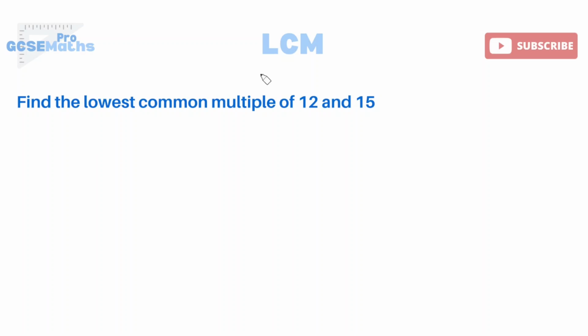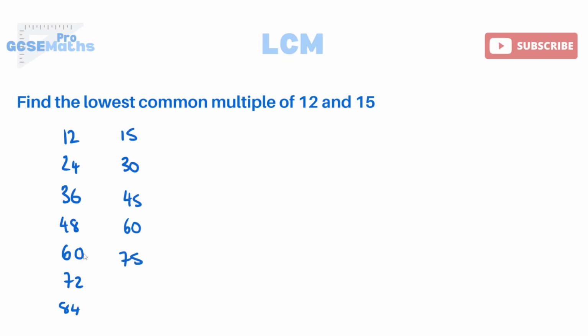The first way you could do it is just to list out the times tables. So for example, 12, 24, 36, 48, and so on until they overlap: 60, 72, 84, and on. And then I do the 15 times table: 15, 30, 45, 60, 75, and so on. You can see that the common multiple is 60, and that's the lowest one, isn't it? That's the first multiple that they have in common. So you go, okay, therefore the lowest common multiple is 60. That's one way of doing it, and that's absolutely fine if you want to do it that way.